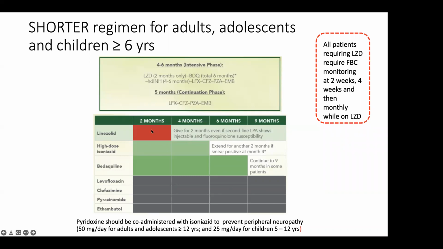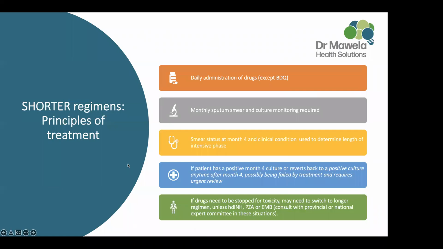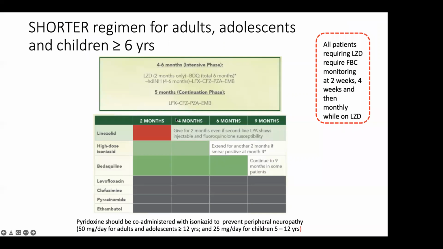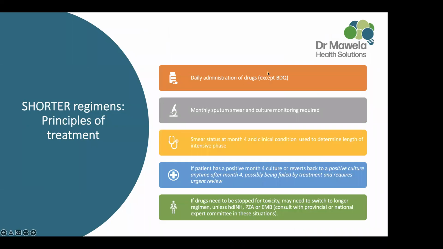You'll continue these for the whole 9 months. In the intensive phase, you'll give all the 7 drugs that you are looking at right there. So when we say shorter regimen, it's a daily administration of all these 7 drugs except bedaquiline. Bedaquiline is given daily for the first 2 weeks, then 3 days a week, like Monday, Wednesday, Friday, kind of a dosage. After that, monthly sputums for smear and culture, because we want to monitor our patients very closely.